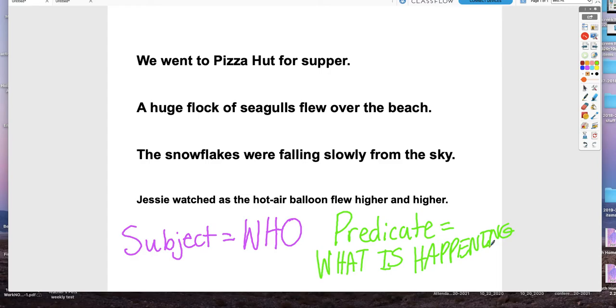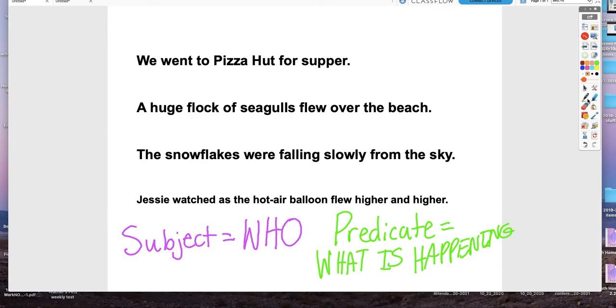Subject tells me who in the sentence. Predicate tells me what is happening in the sentence. Let me let Alina in real quick. Okay, so our very first sentence, I will underline the subjects in pink. I will underline the predicates in green, just like I have here on the board. Our very first sentence says, we went to Pizza Hut for supper. What's the subject in that sentence?